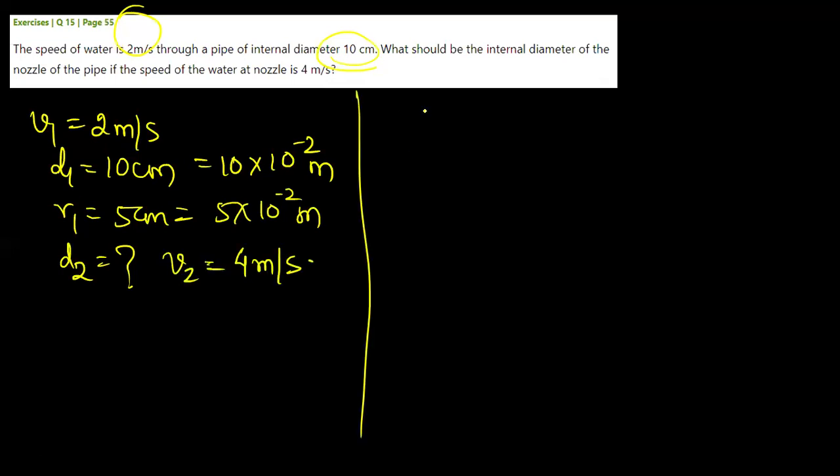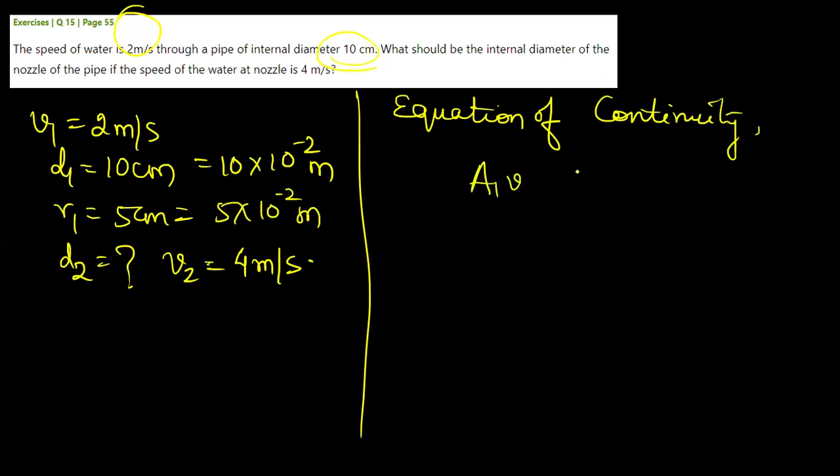So we know the equation of continuity. Using the equation of continuity, it states that a1 v1 equal to a2 v2. एरिया नहीं दिया है, एरिया इज पाई आर स्क्वायर. ठीक है, पाई आर वन स्क्वायर वी वन इक्वल टू पाई आर टू स्क्वायर इंटू वी टू.